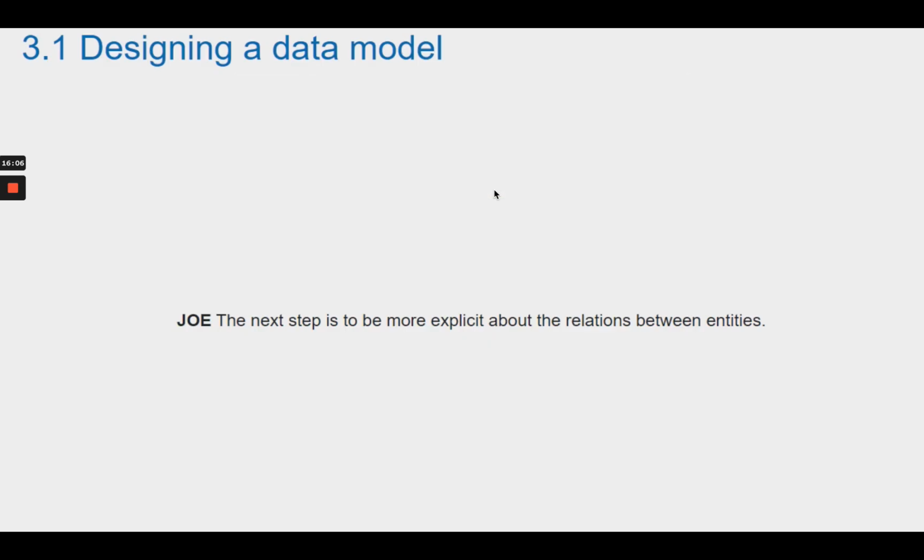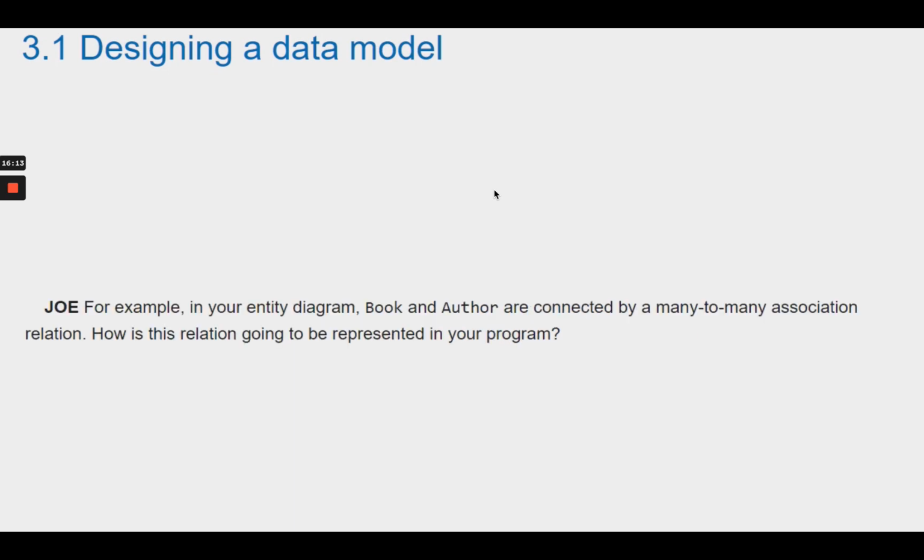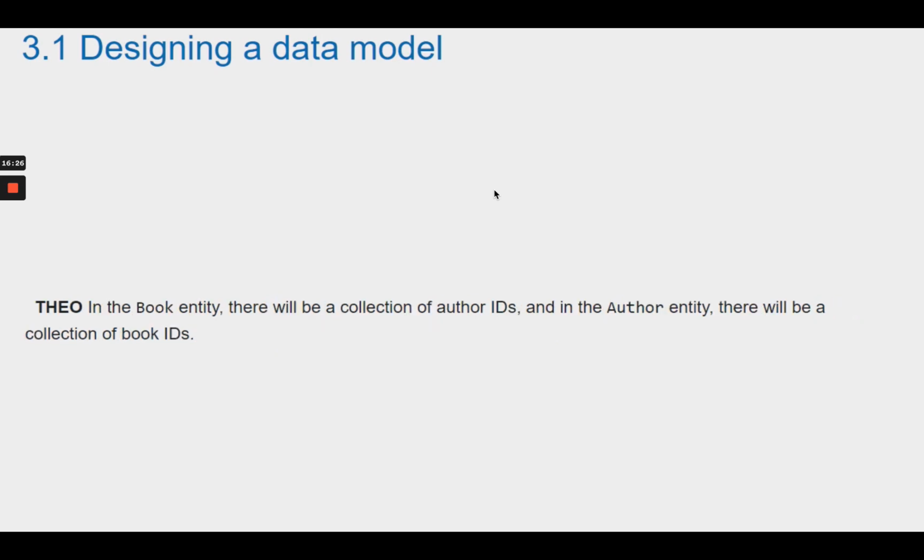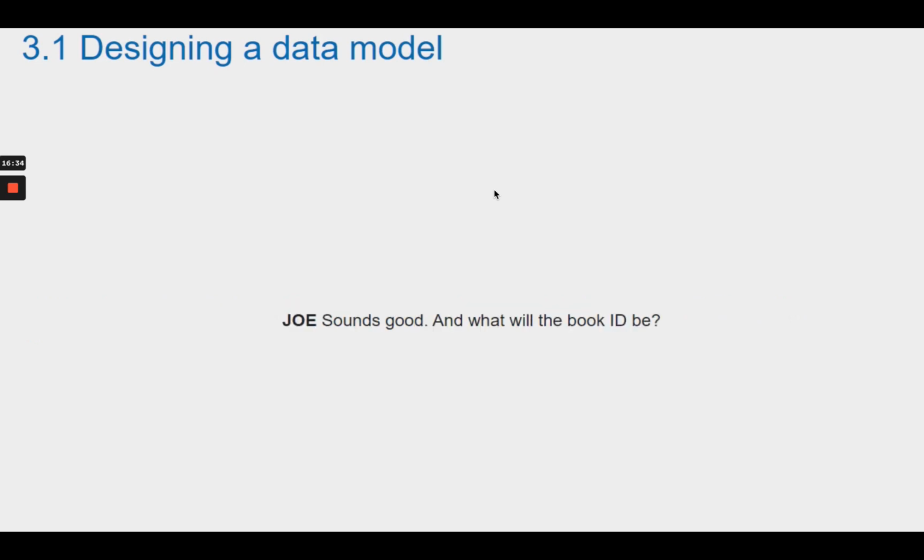Joe: The next step is to be more explicit about the relations between entities. Theo: What do you mean? Joe: For example, in your entity diagram, book and author are connected by a many-to-many association relation. How is this relation going to be represented in your program? Theo: In the book entity, there will be a collection of author IDs, and in the author entity, there will be a collection of book IDs.